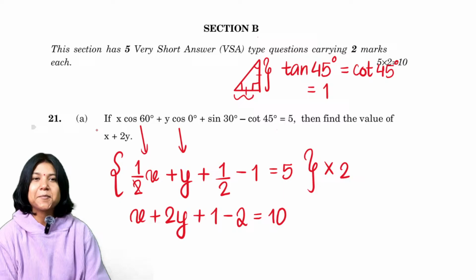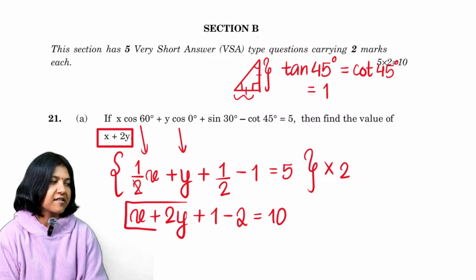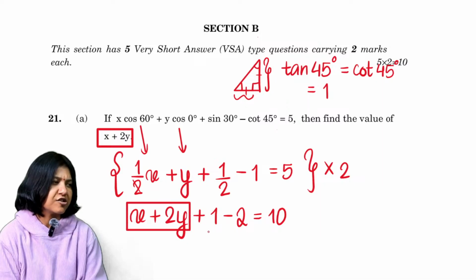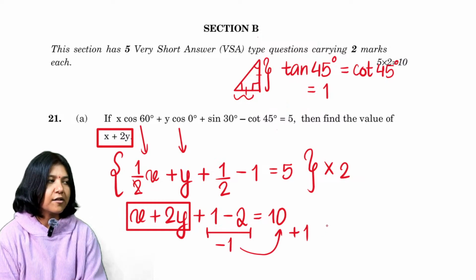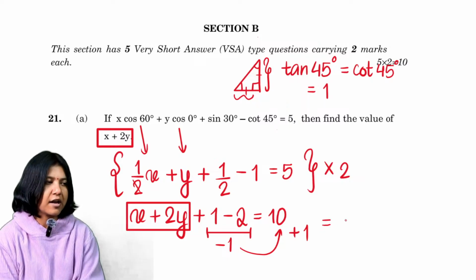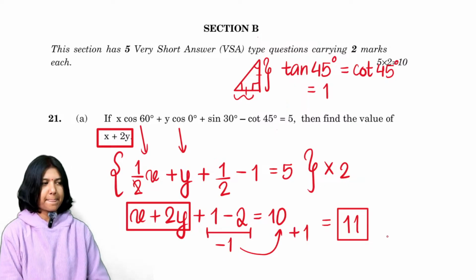The question is asking me for x plus 2y, and I'm very lucky because I just got the same expression. So I'll do nothing, I'll just get rid of this part and bring it to the other side. 1 minus 2 is minus 1. Take it to the other side, becomes plus 1. So it has to be 10 plus 1, which is 11. So the answer has to be 11. Isn't it simple?